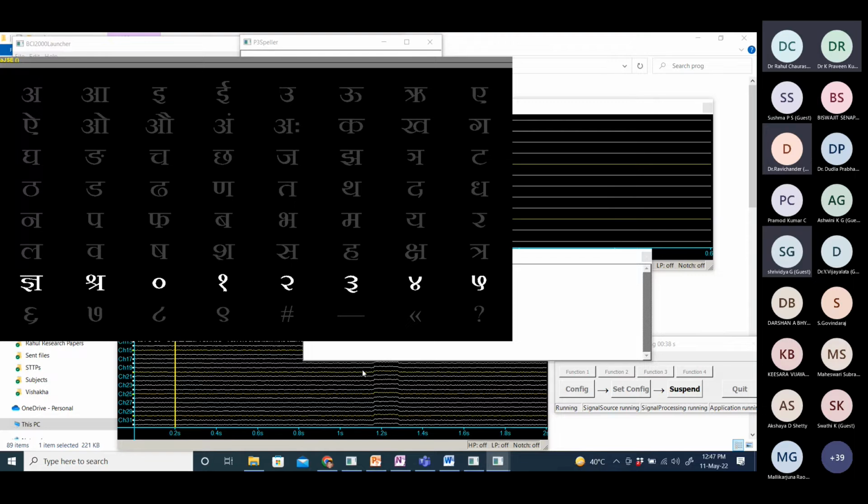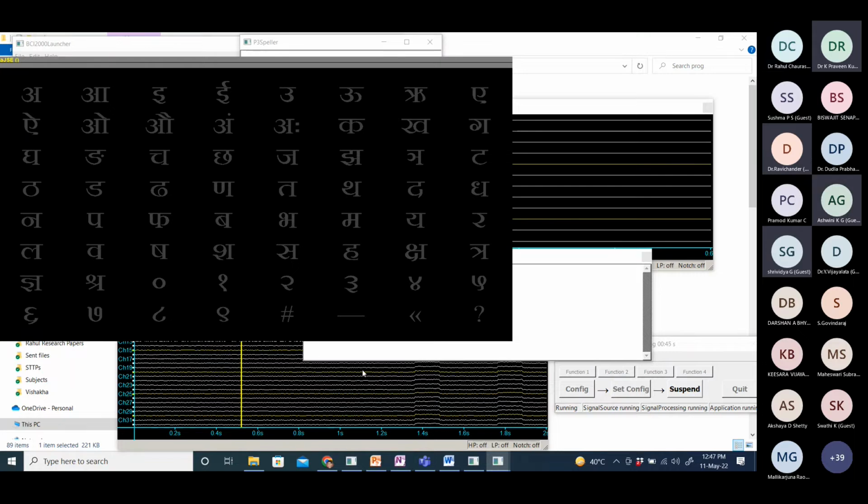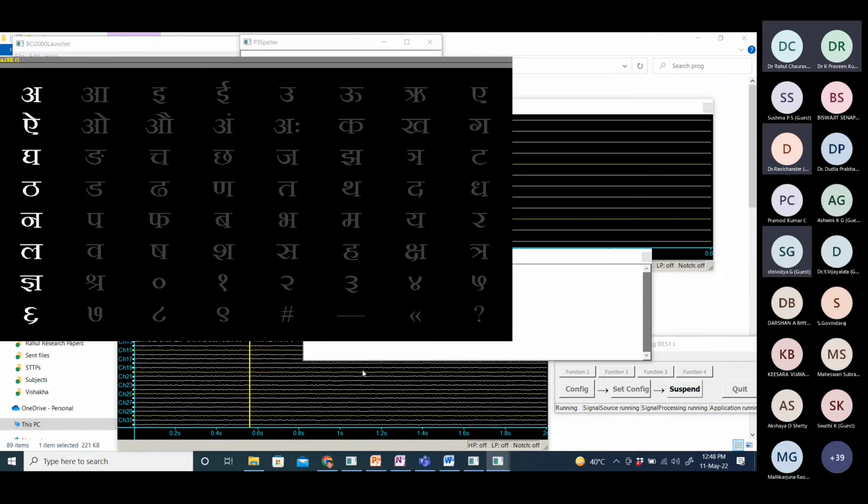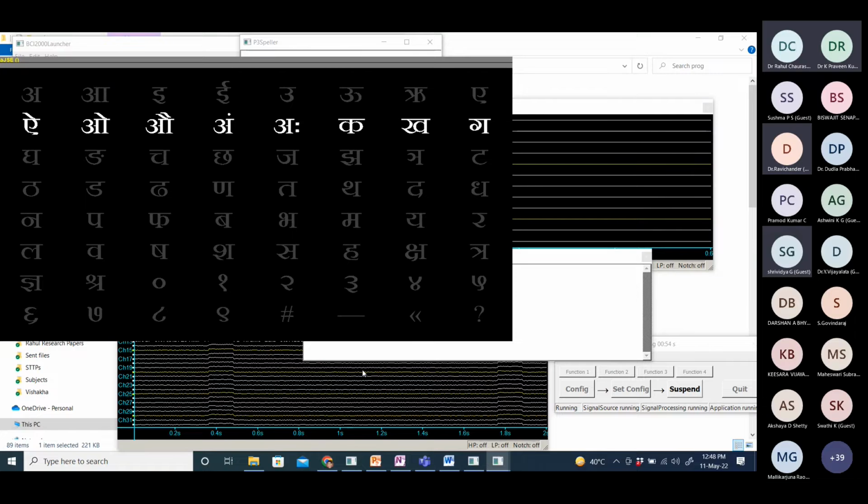Using that signal, you will work offline in MATLAB or something, detecting or training the classifier. Online can also be done. Okay, so this I have done for 4 characters and 15 trials. 15 trials means that particular character is intensified 15 times.